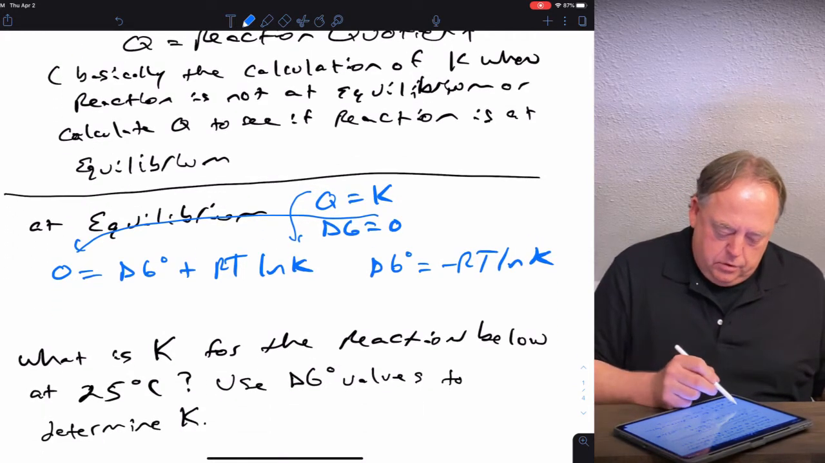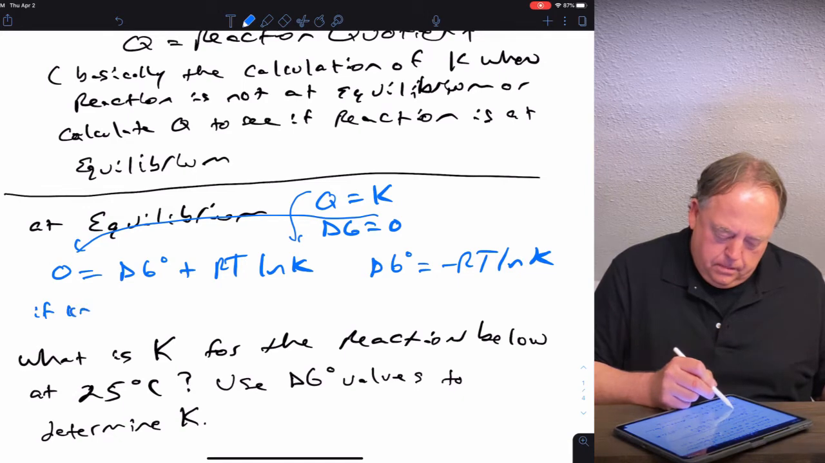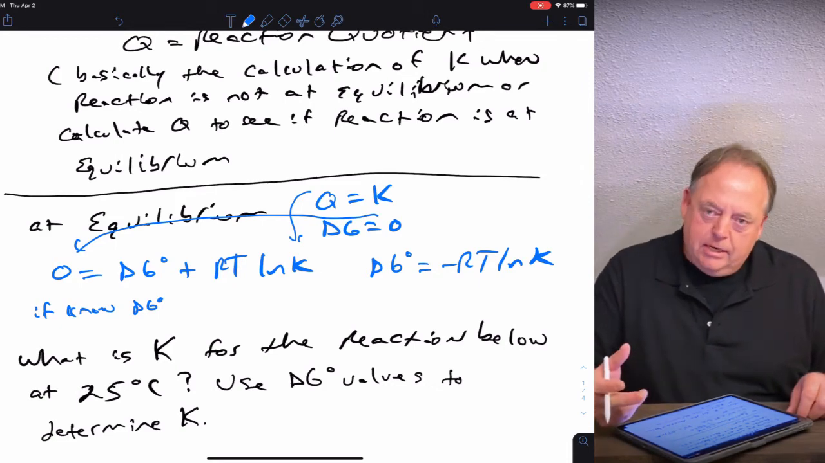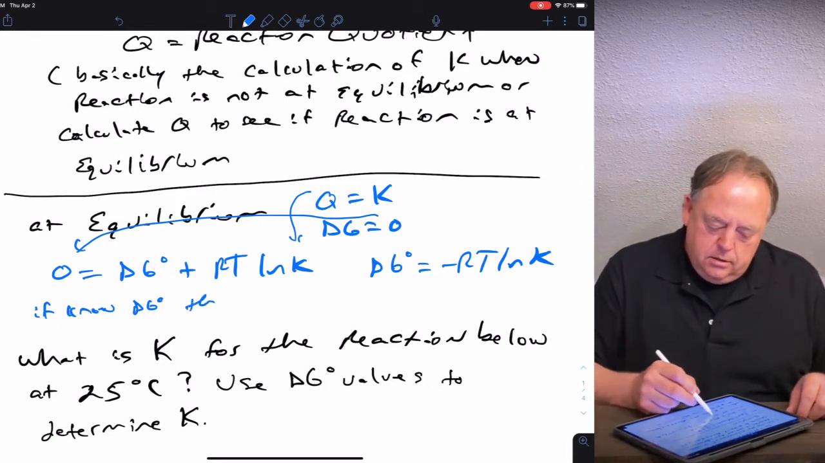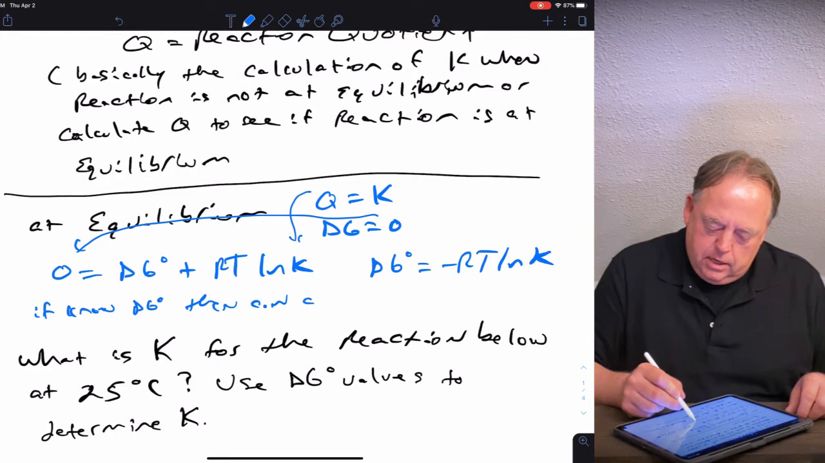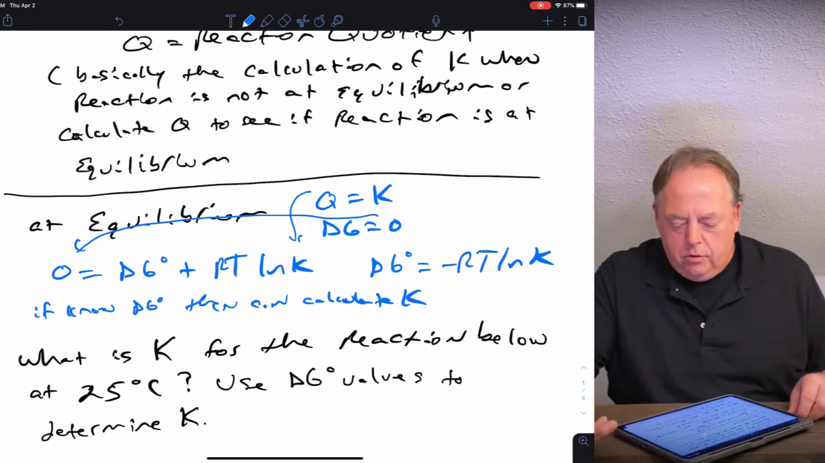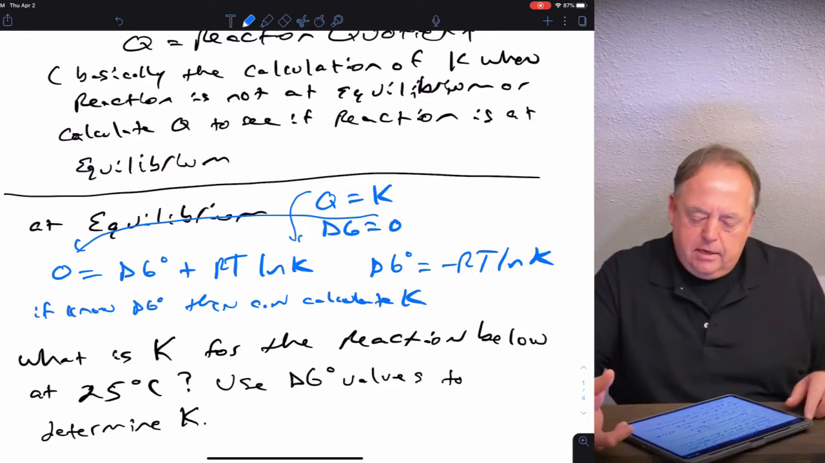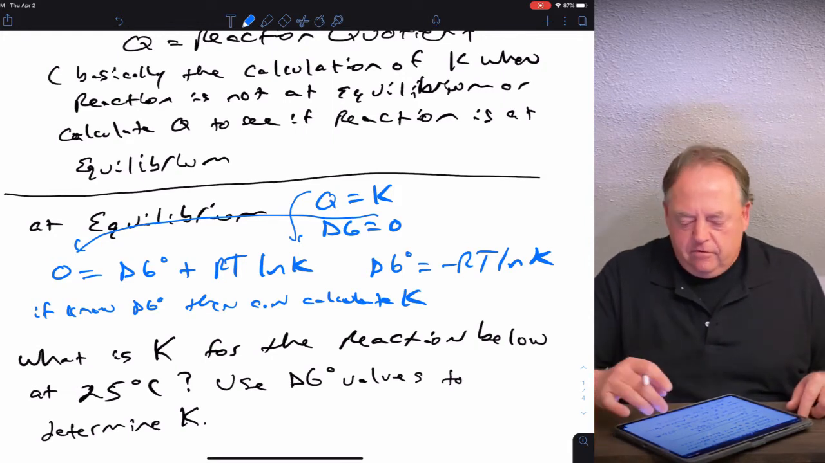So if you know delta G naught, which we just looked at several examples of calculating using thermodynamic data, then you can calculate K. Or vice versa, if you know K, the equilibrium constant, based on what we've covered in previous chapters, then you can calculate delta G thermodynamic data from that.